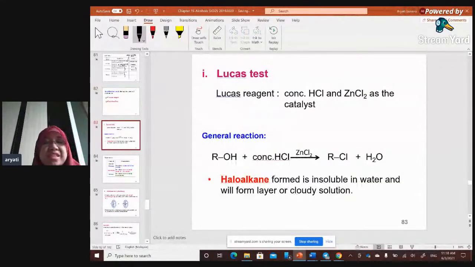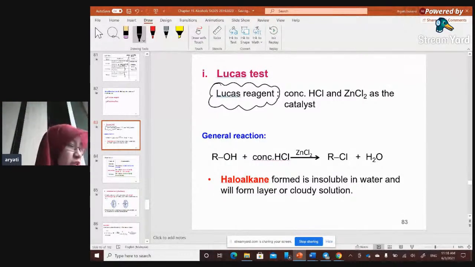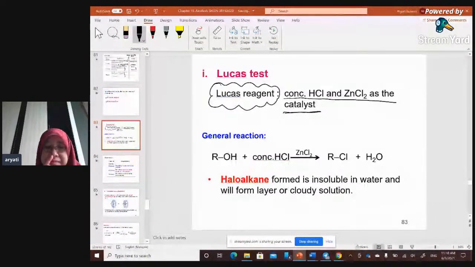Okay, so for the Lucas test, first you need to remember what the Lucas reaction is. This experiment we have already done during the practical class. The Lucas reagent is concentrated HCl with ZnCl2 as the catalyst. During the experiment, the lab assistant had already prepared it for you. So the Lucas reagent is the mixture of concentrated HCl and ZnCl2 as the catalyst.